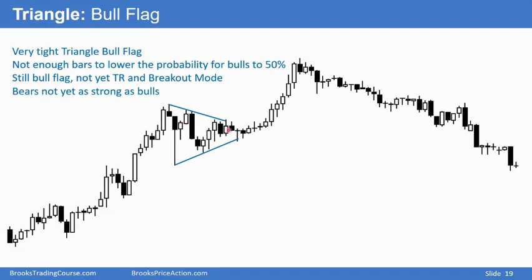Once you start to get 20 or 30 bars, I start using the term trading range. This is a small triangle, less than 20 bars. The odds are the bull trend will resume. That will get a bull breakout. And therefore, it's not breakout mode. It's a bull flag.